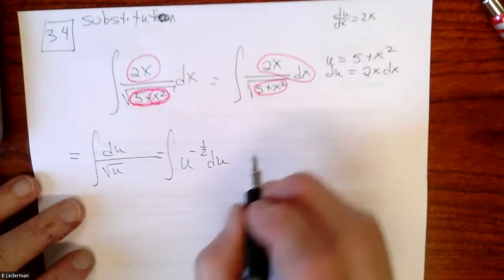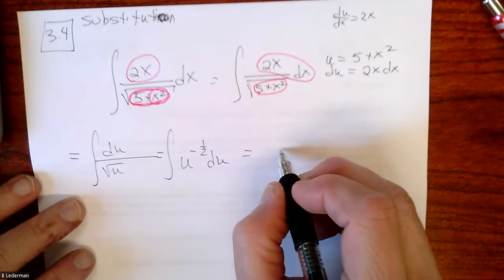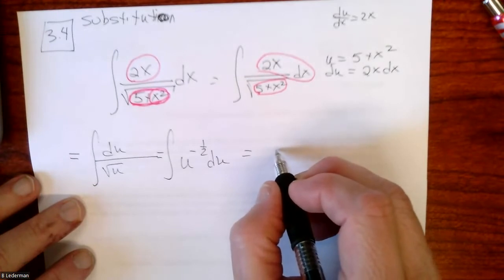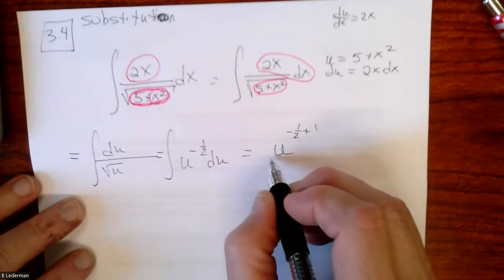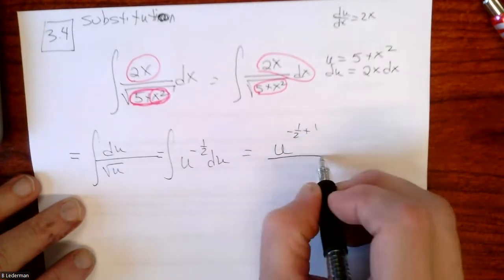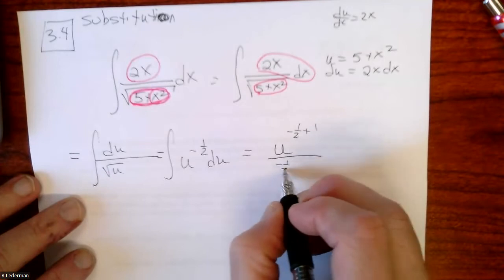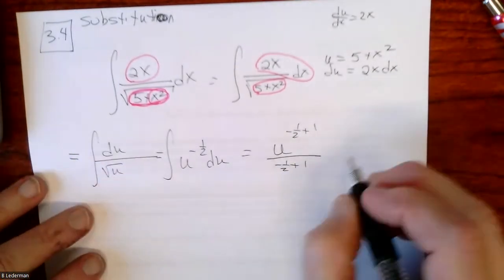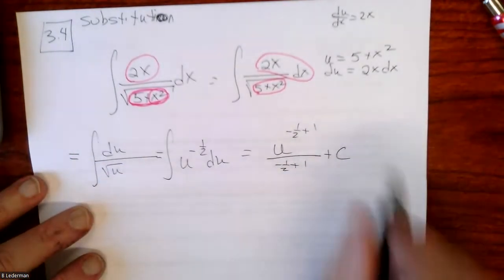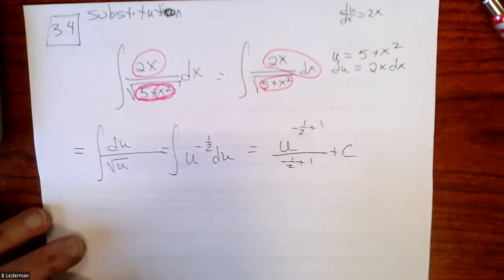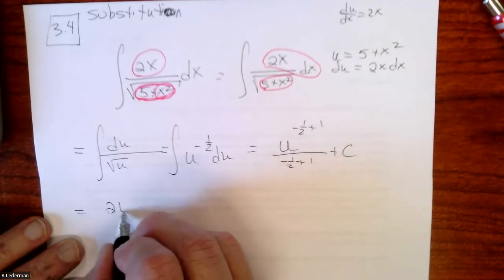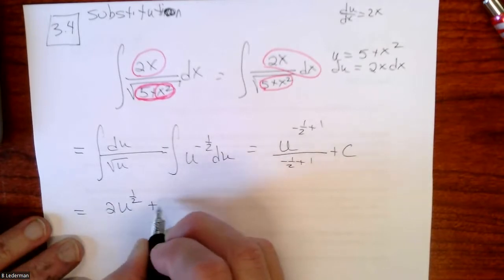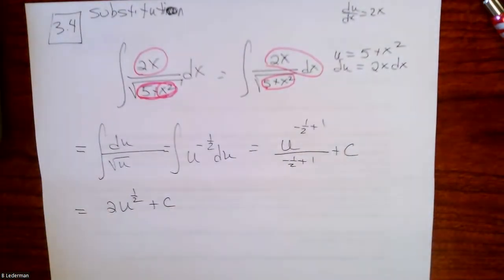And we know that this is going to be equal to u to the negative 1/2 plus 1 over negative 1/2 plus 1, plus c. Let's never forget our plus c. And that equals, let's clean it up a little bit, u to the 1/2, and of course plus c.